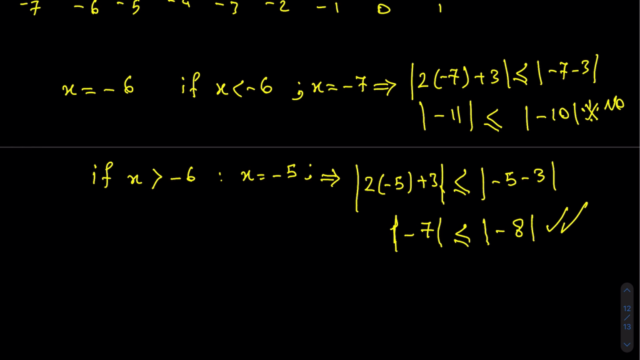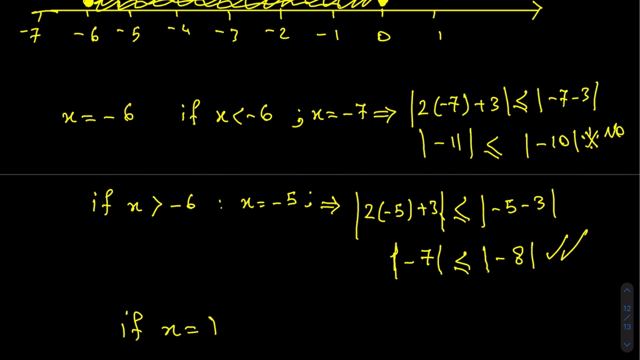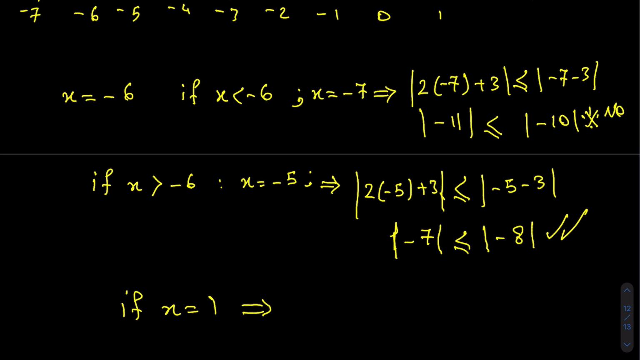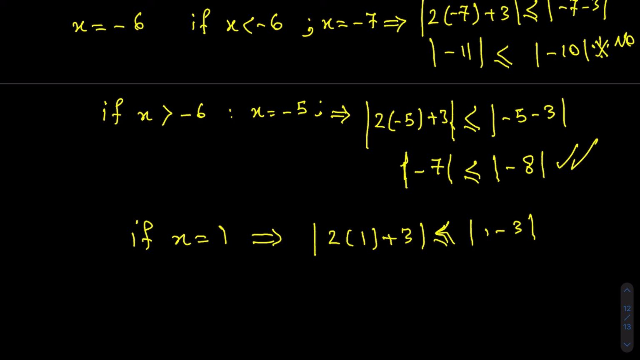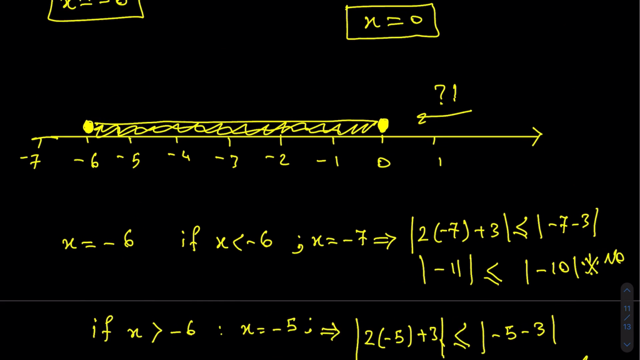So let's say x = 1, which is larger than the other critical value, and see if it works or not. Then it will be absolute value of 2 times 1 plus 3 less than or equal to 1 - 3. Let's see. It will be 5 less than -2, which is not true.